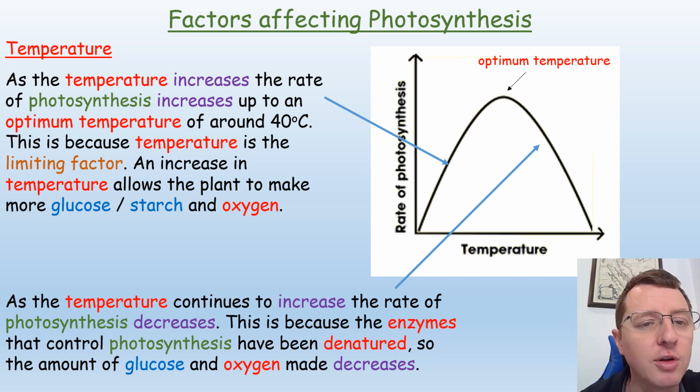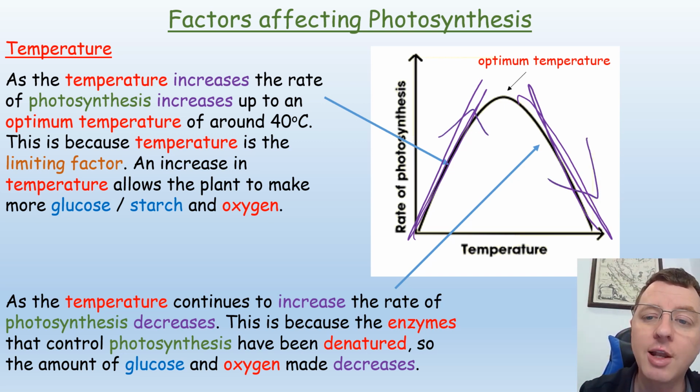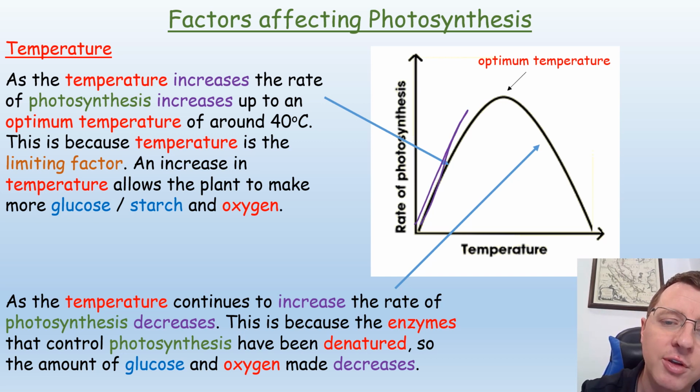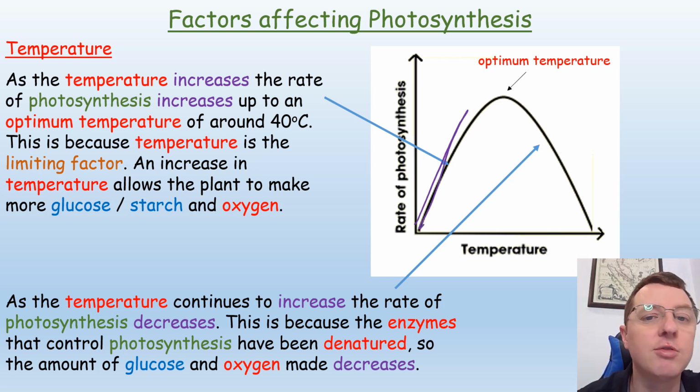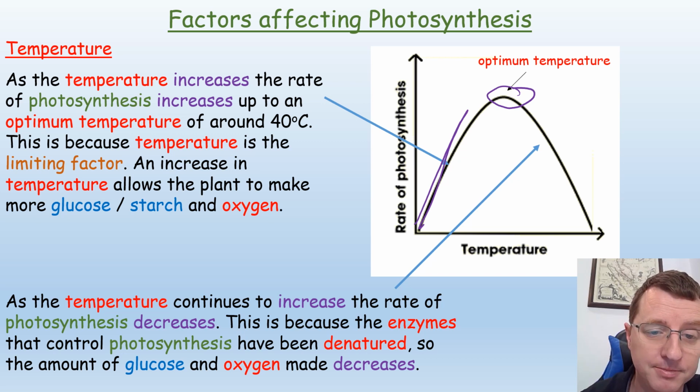The graph for temperature looks a little bit different. So how does temperature affect the rate of photosynthesis? Well, again, we have two sections, one here and then a different section here, one going up, one going down. So let's take that first section and have a look at this first section. As the temperature increases, the rate of photosynthesis increases up to an optimum temperature of around 40 degrees, and this is because temperature is the limiting factor. An increase in temperature allows the plant to make more glucose, more starch, and therefore more oxygen released.